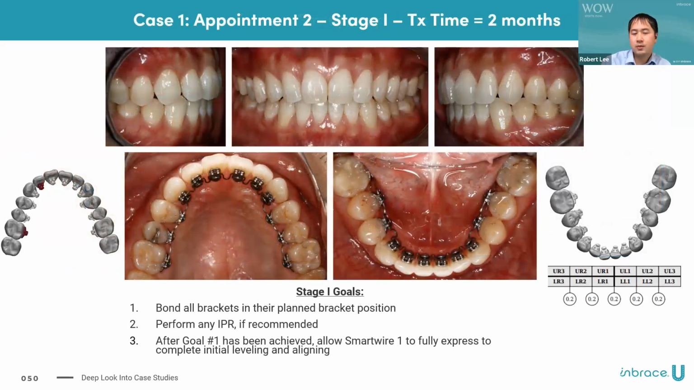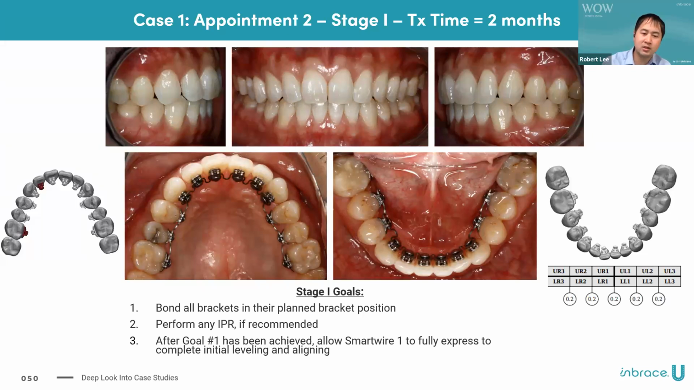So going on to the next appointment, the first appointment back, appointment 2, all the brackets started in the planned bracket position to begin with, just based on the initial fittings. That actually technically already completed your first goal. Some IPR was prescribed, only 0.2 millimeters, so we can take care of that in this appointment. And you can already see by this appointment, the leveling and aligning essentially has already expressed. So, all the brackets are in the planned bracket position.